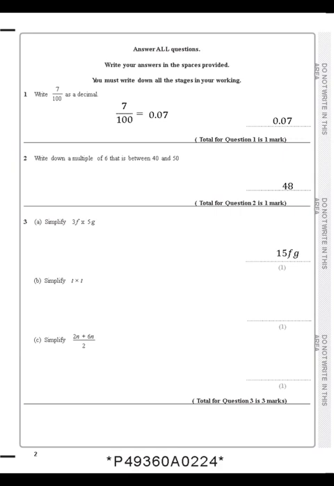Part B, simplify t times t. As per laws of indices, the same base, you add the powers. So t times t is t squared.